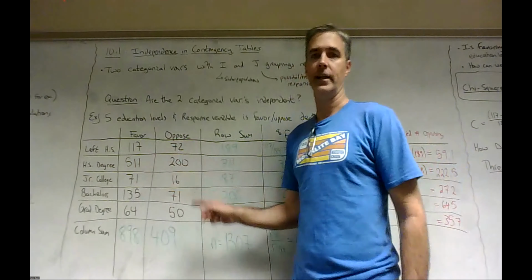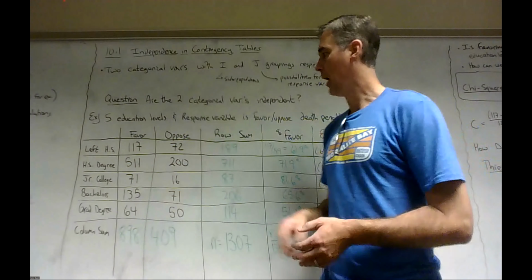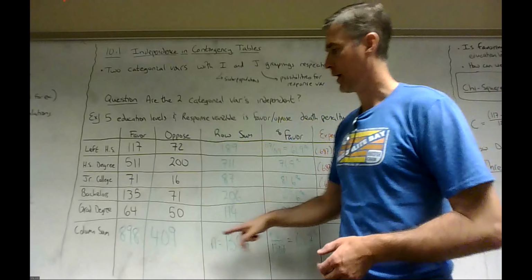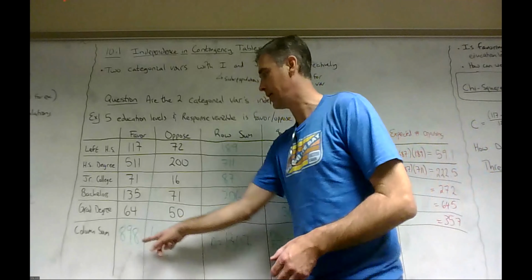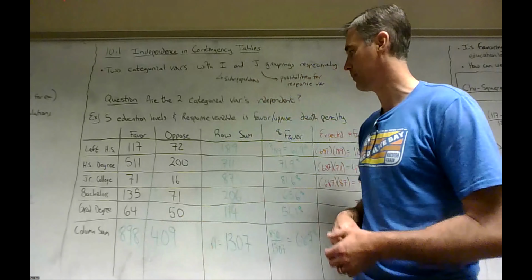So in black is our raw data. I've then summed up the rows and the columns, and if you add 898 and 409, you'll get 1307, as you will with this one.